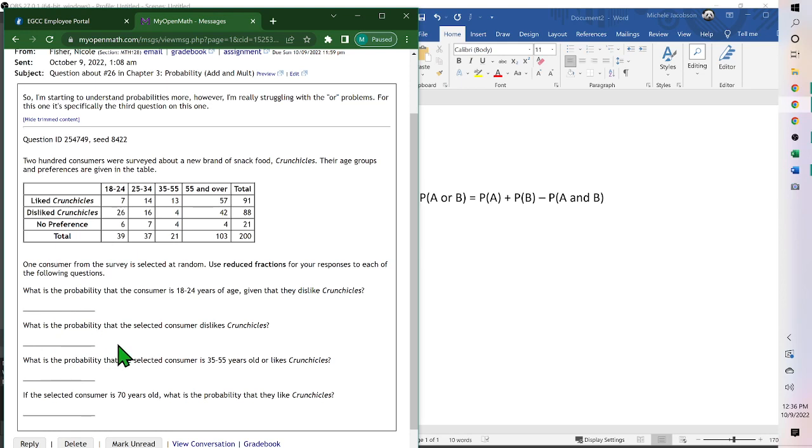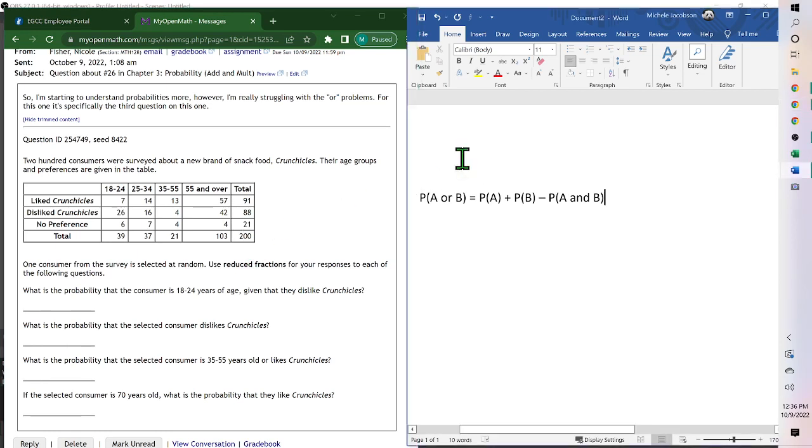What is the probability that the selected consumer dislikes crunchies? So we only want dislike crunchies out of all of them. So if we go across, dislike crunchies was 88 out of 200. So the probability they dislike them is 88 out of 200.